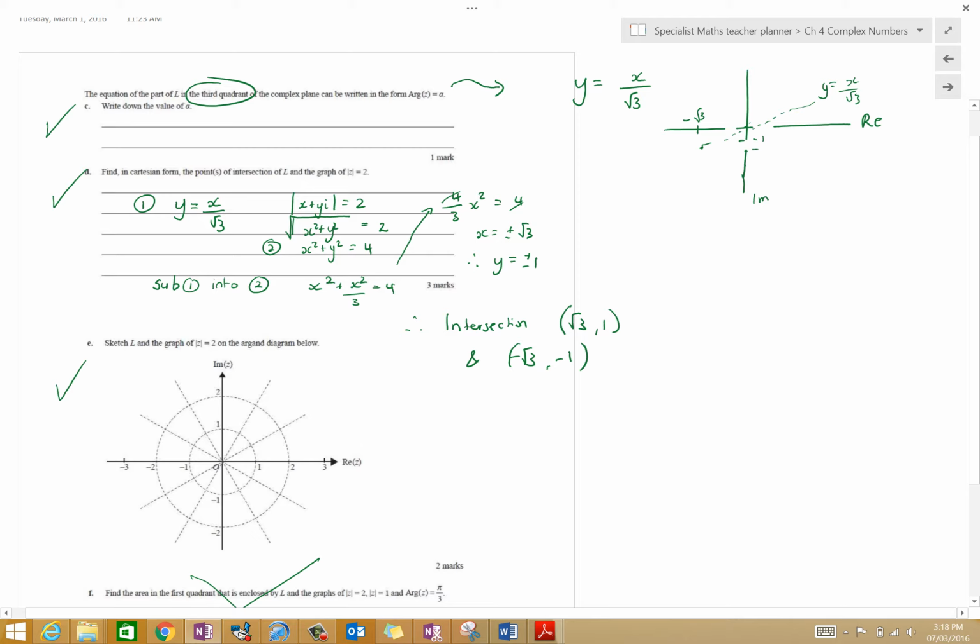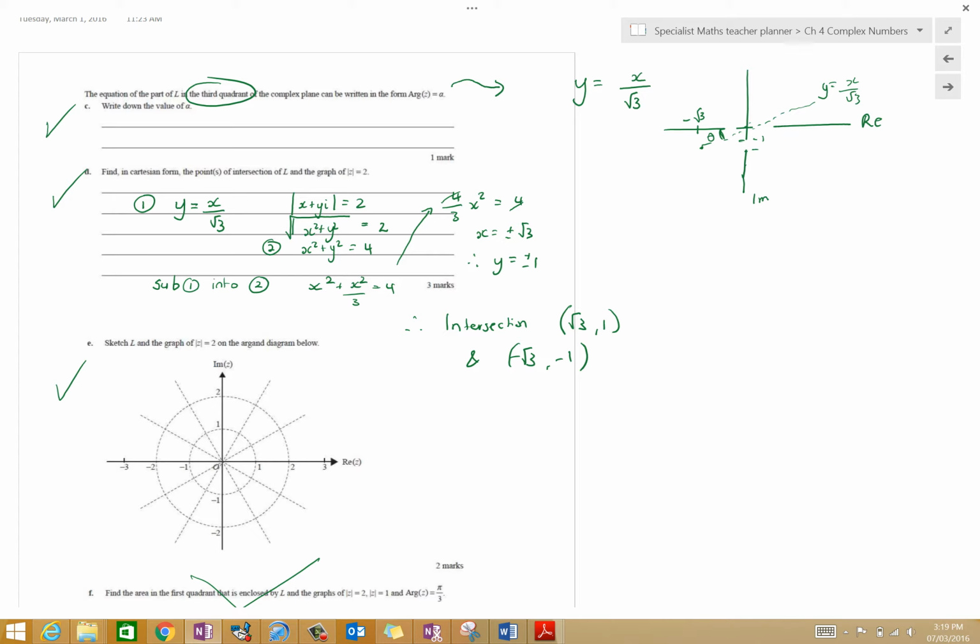But if you think about it, if that's in the third quadrant, then we need to know, first of all, it says here, write down the value of alpha, and that is just the argument. What is the argument there? Wouldn't we just use SOHCAHTOA? That's theta. And therefore, I've got inverse tan of 1 on root 3, which is what?